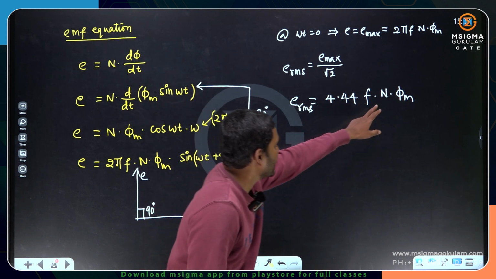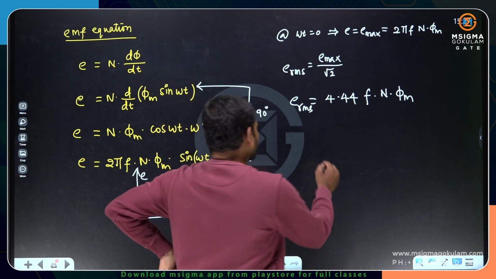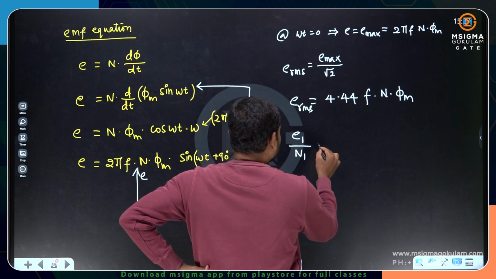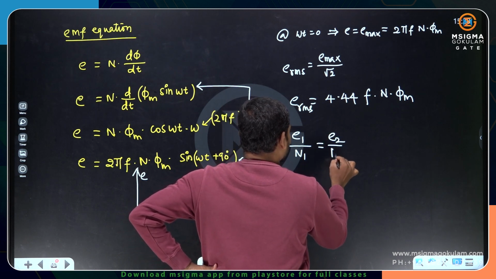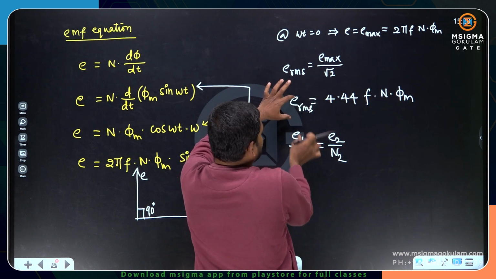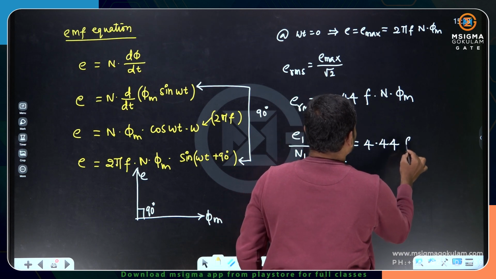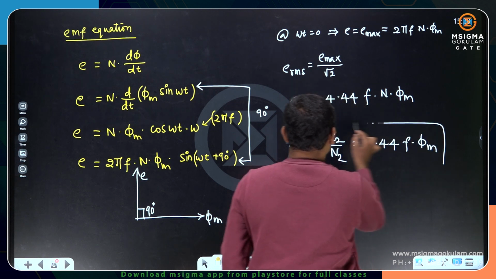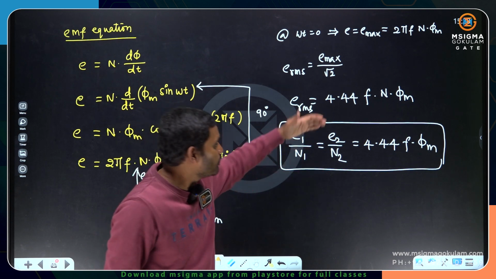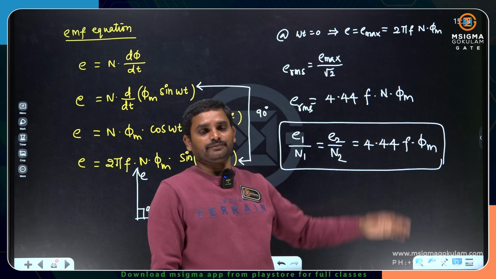If you use N1, it will be E1 RMS. If you use N2, it will be E2. Let me show you here. E1 divided by N1 and E2 divided by N2. If I bring this N to the left side, E1 by N1 equals E2 by N2, which is the same constant value, 4.44 into f into phi m. This is very, very important. EMF per turn on both sides of the transformer is the same, that is 4.44 into f into phi m.